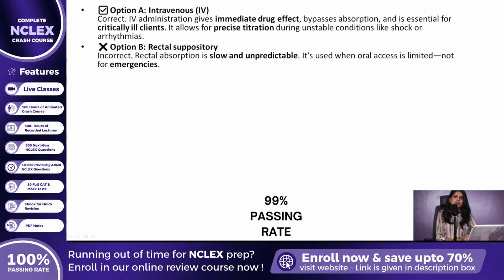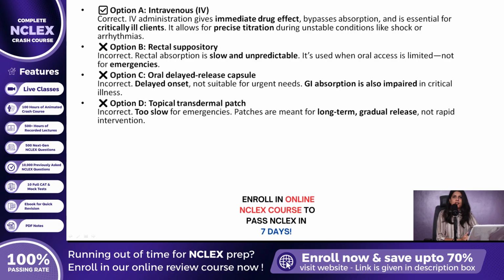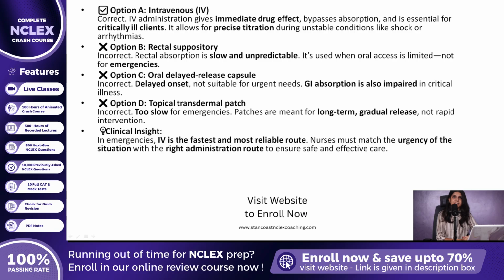Option B is not fast or reliable enough for emergencies due to unpredictable absorption. Option C is even slower, requiring passage through the gastrointestinal tract, something that often does not work efficiently in unstable clients. And option D is the slowest of all, releasing medication gradually over several hours through the skin, making it completely ineffective in urgent scenarios. This question reinforces a cornerstone of emergency nursing. When every second matters, intravenous administration is the gold standard.